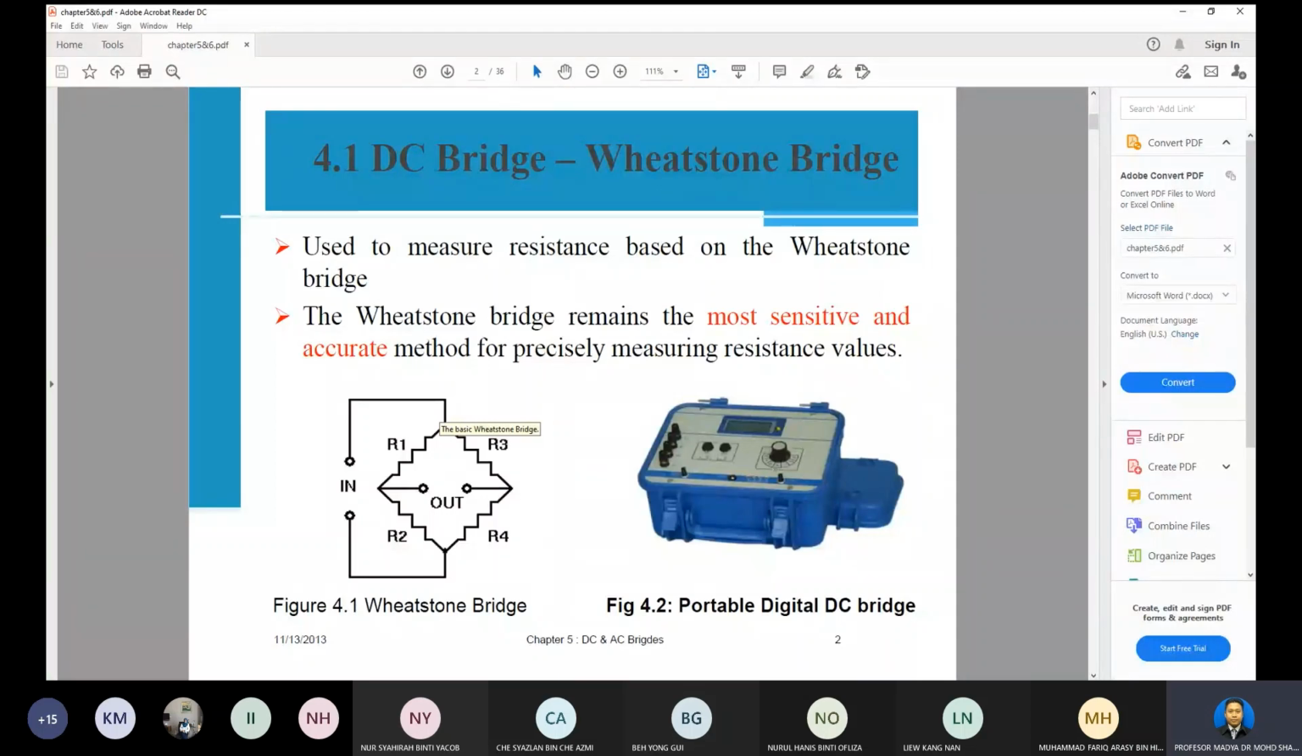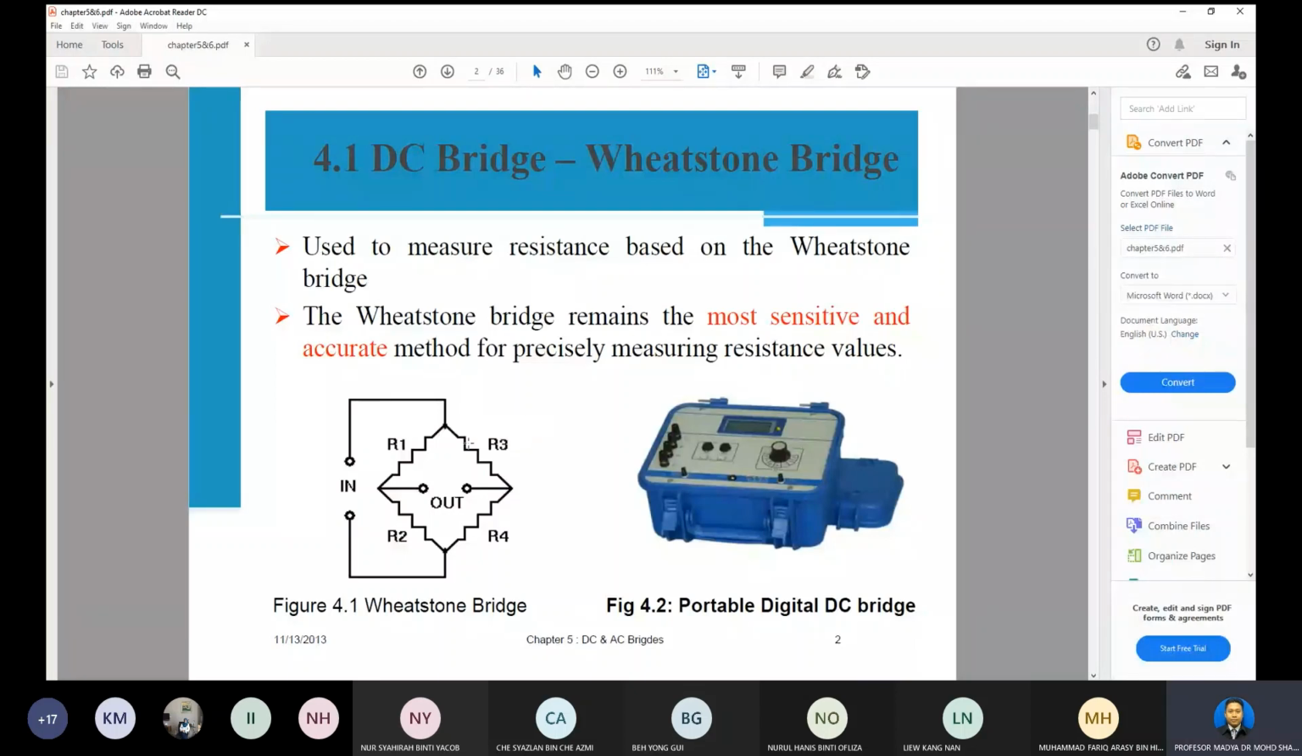The function of the DC bridge, or the Wheatstone, is to measure the resistance that I mentioned to you. For DC, normally we measure the resistance. For Kelvin or for Wheatstone we measure the resistor, but the Wheatstone bridge is a more sensitive and accurate method compared to Kelvin. The Kelvin is to measure low resistors.